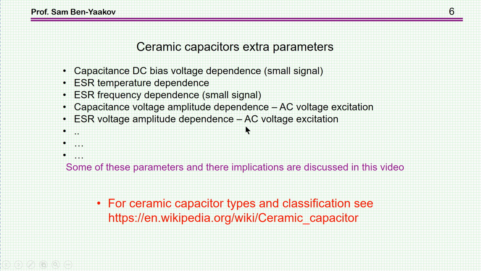So if you have a capacitor which is operating in, say, a resonant converter, which is exposed to AC voltages and current, then both the capacitance and the ESR will change as a function of the amplitude of this excitation. So there are many more. We are going to talk about them in this video. Now, for an overview of a ceramic capacitor, I really recommend the Wikipedia link here. There is a lot of information there regarding the type of capacitor, the materials, etc.